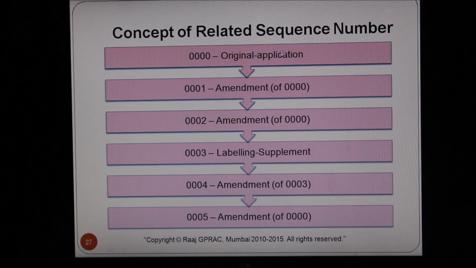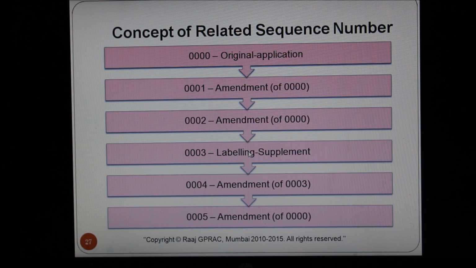Sequence 0000 is your original application. 0001 could be an amendment of 0000. 0002 could be another amendment of 0000. 0003 could be your labeling supplement. 0004 could be an amendment of 0003. 0005 could be an amendment of the original application. So how do you correlate?